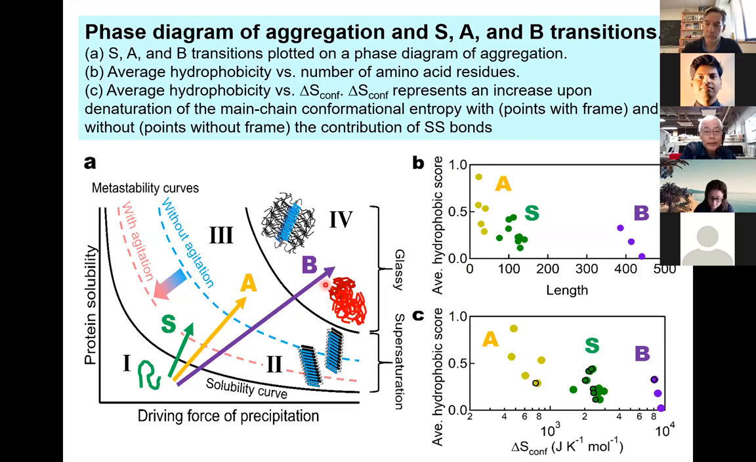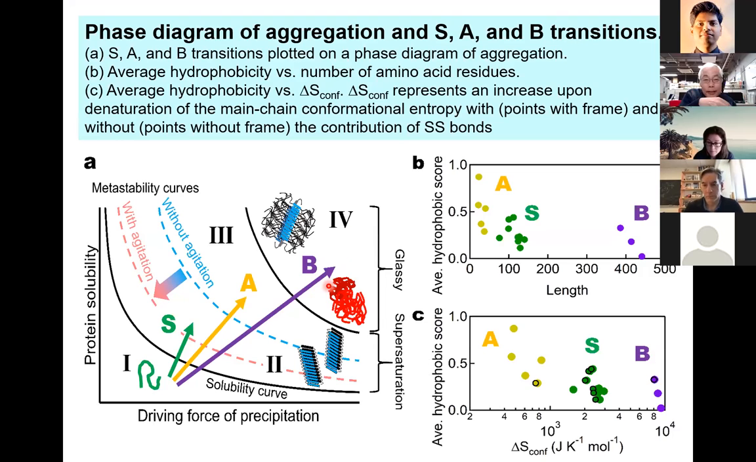It is possible. We just monitor the amyloid formation. We don't distinguish different morphologies. And if you check this phase diagram carefully, some types of amyloids, even with the same protein, might behave as S, and others might behave as A. And of course, different conditions, even with the same protein, can change the outcome.